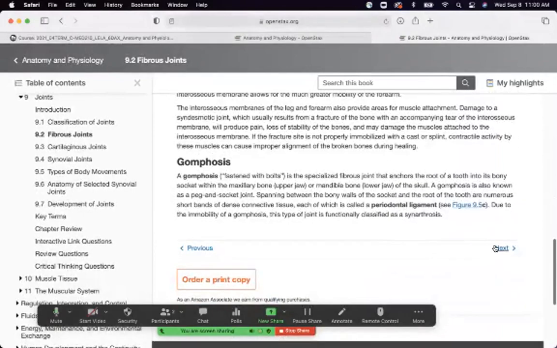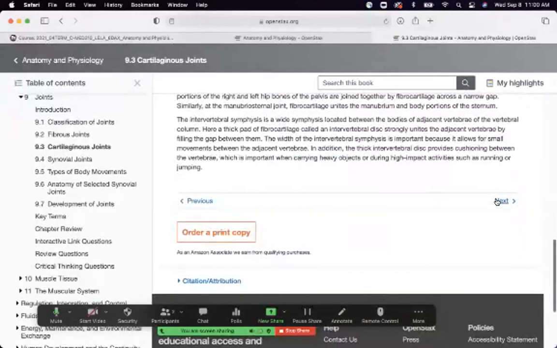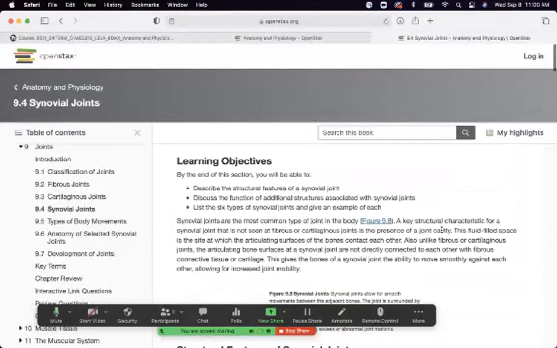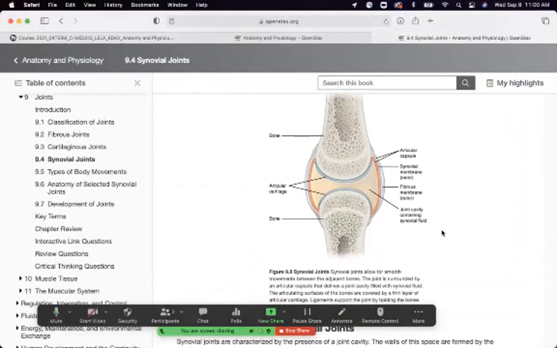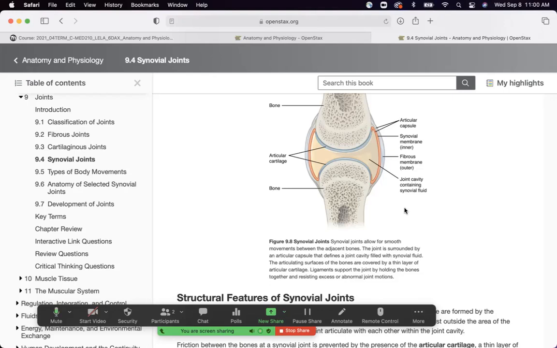Pubic symphysis. No, I want synovial. Okay, here you go. Here's a typical synovial joint. We already know that on the epiphysis, there's going to be some cartilage, and that's your articular cartilage. You're going to also have some fibrous membrane to keep everything stable. And then you're going to have a joint that contains fluid. Any infection of that fluid, then you get an arthritis.